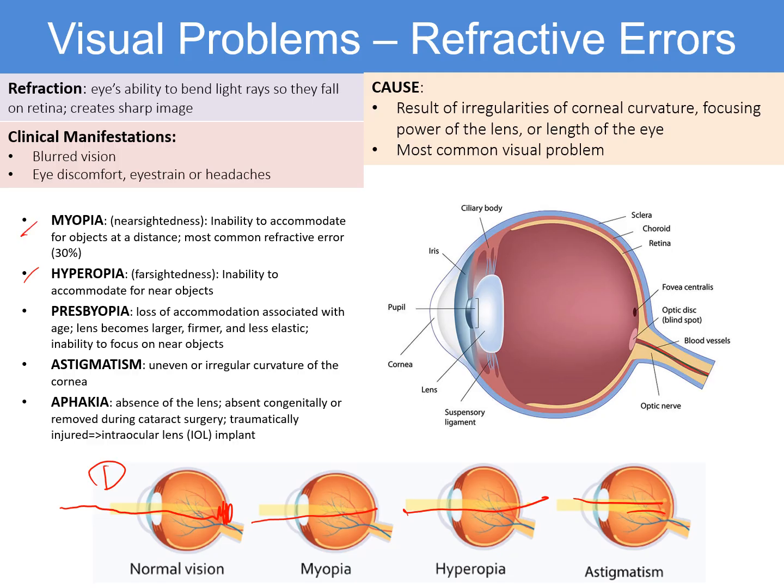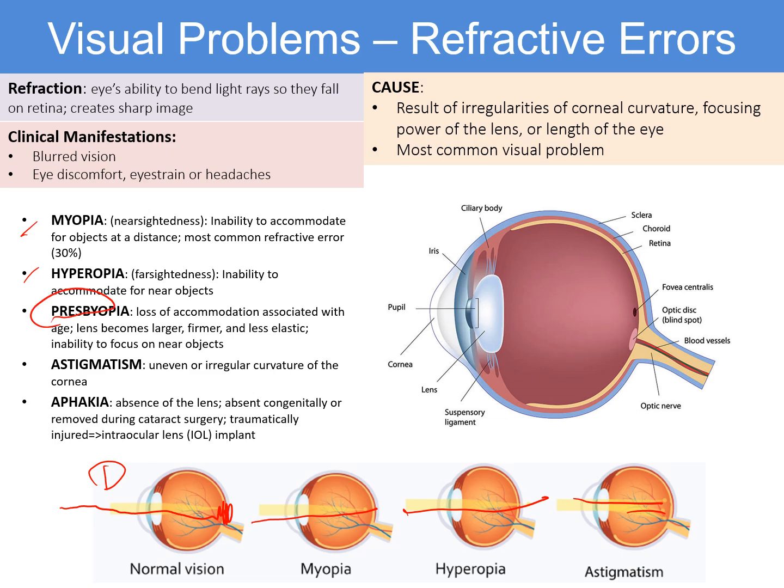And then these terms here, be familiar with those. So myopia is nearsightedness. That's the inability to accommodate objects at a distance. And this is the most common refractive error, so myopia. Then we have hyperopia, which is farsightedness, which is the opposite. So it's the inability to accommodate near objects. And then we have presbyopia. Whenever you see this prefix, it's referring to age-related changes.